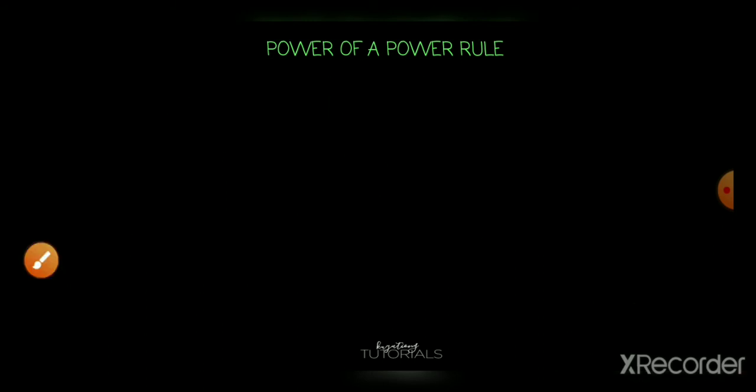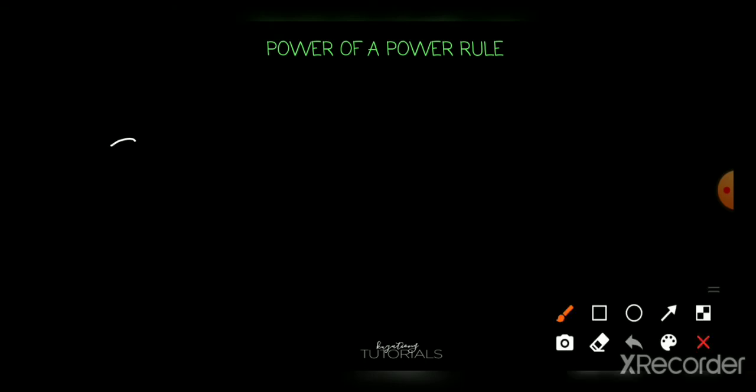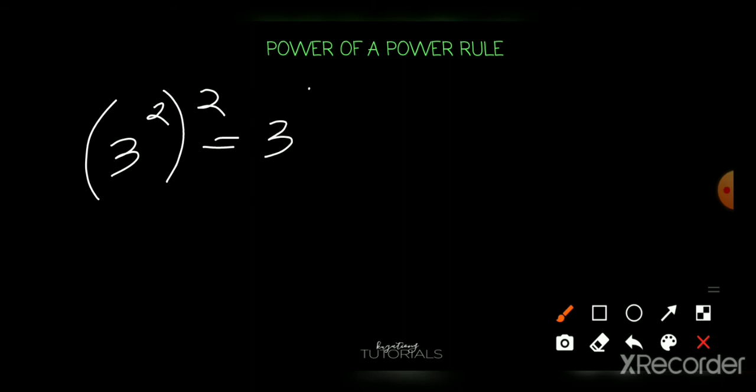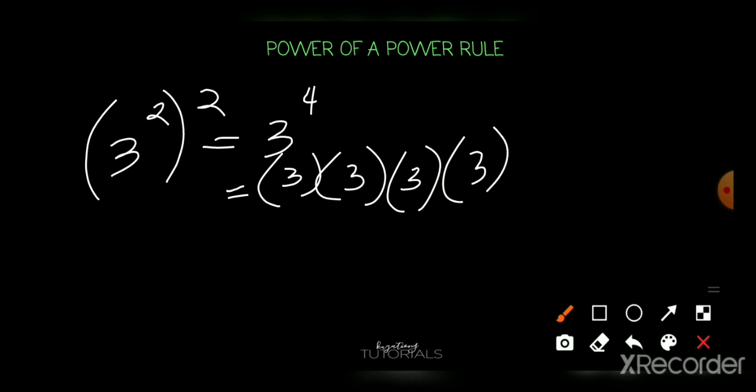So for example, mag-numerical ta. For example, 3 to the power of 2 to the power of 2 gihapon. So of course, copy the base, then multiply the exponent. So 4. So this is going to be 3 times 3 times 3 times 3. So 3 times 3, 9. 9 times 3, 27. Di ba? 27 times 3, 81. So the final answer is 81. So same gihapon siya kung atong himay-himayon.